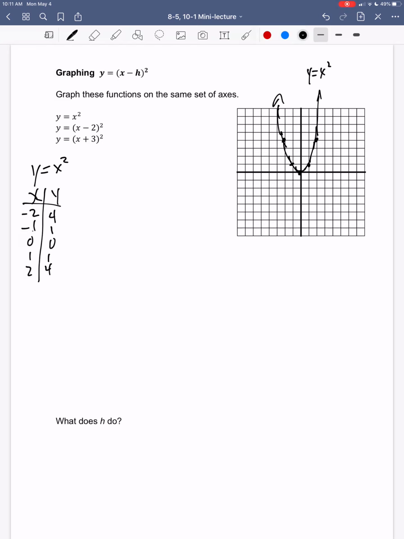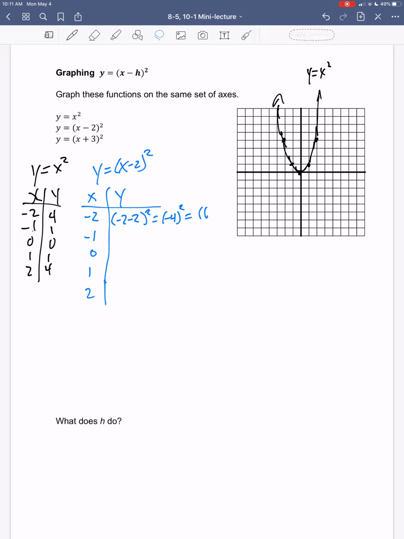Now, if I do x minus 2 quantity squared, I'm going to have to subtract before I square. So I'm going to get negative 2 minus 2 squared. That's going to give me minus 4 squared, which is going to be 16, which is way too big. So let's think about this. I don't want to graph that, right? So when I've got this thing inside the parentheses, I have to be a little bit more careful in how I do this graphing. Let me get rid of all of this here.